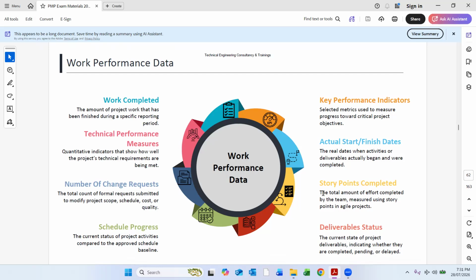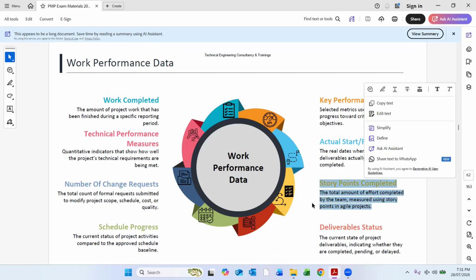Then key performance indicators show us the metrics used to measure progress towards critical project objectives, the KPIs, and what is the actual start date and what is the actual finish date. Also we have story points completed, which is the total amount of effort completed by the team, measured using story points in agile. So this is again a new point in PMBOK 8th edition.